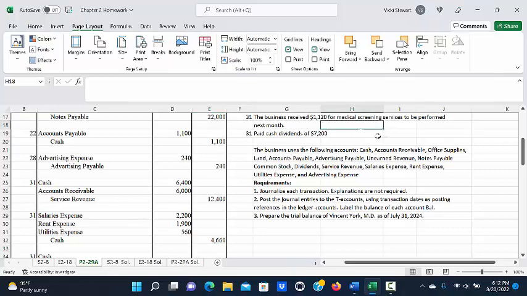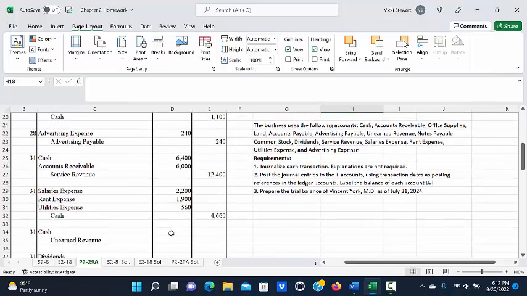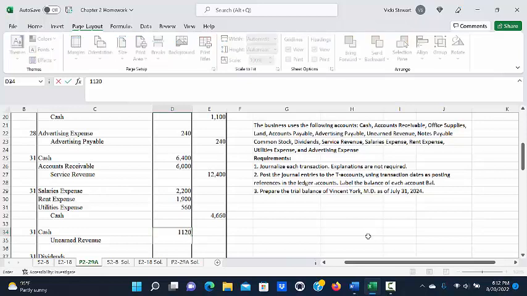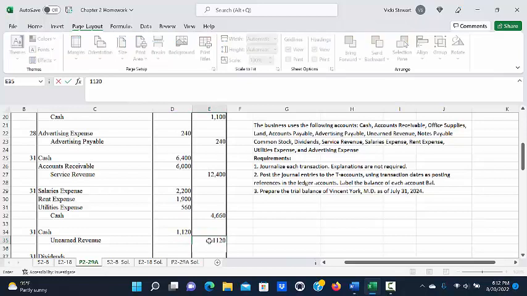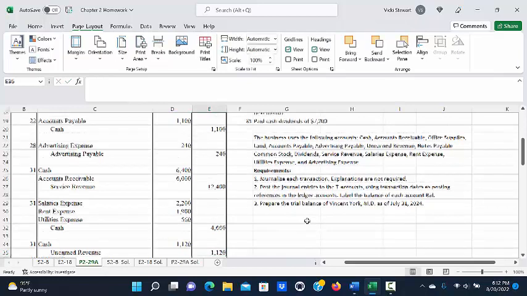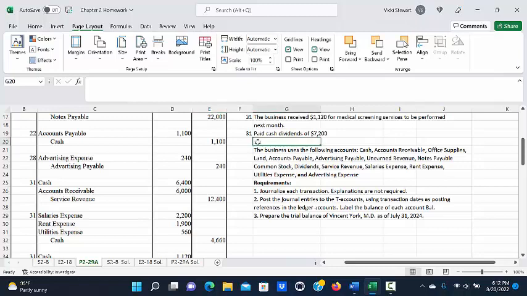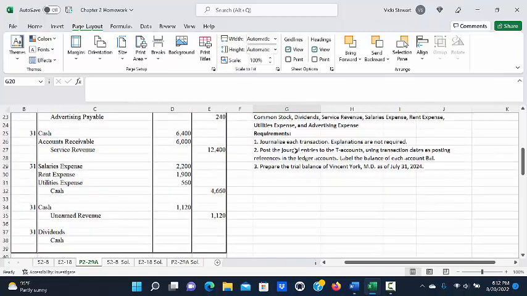We received money, but we have not performed the services. So this would not be service revenue. This would be unearned revenue. So we have to set up a liability for $1,120 because we owe that customer those medical screening services next month. Then the last entry states that we paid cash dividends of $7,200.